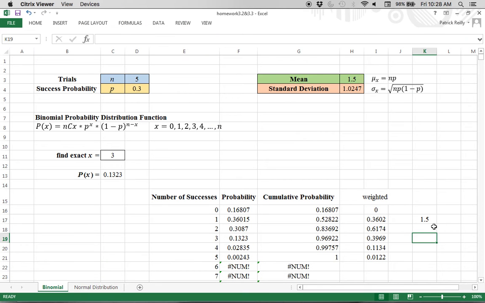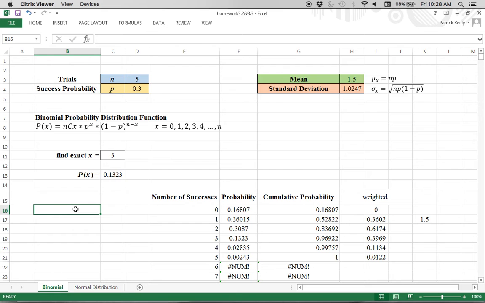So we just take the value, number of successes, subtract the mean, and square that, and then multiply by the probability.